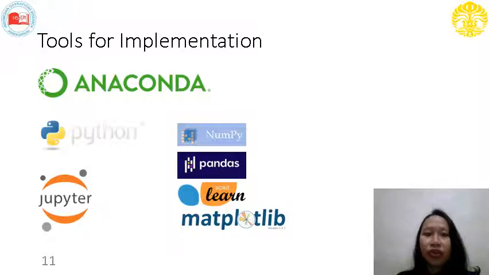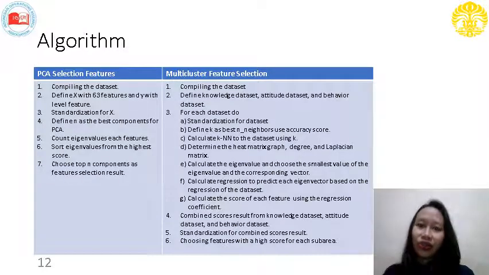For tools for implementation, we use Anaconda as the data science platform, Python as the programming language, and Jupyter Notebook as the editor tool for programming. We also use some libraries to process the data such as NumPy, Pandas, Scikit-learn, and Matplotlib. The questionnaire was prepared by referring to HAISQ and distributed to 148 employees from several departments at XYZ Institution.